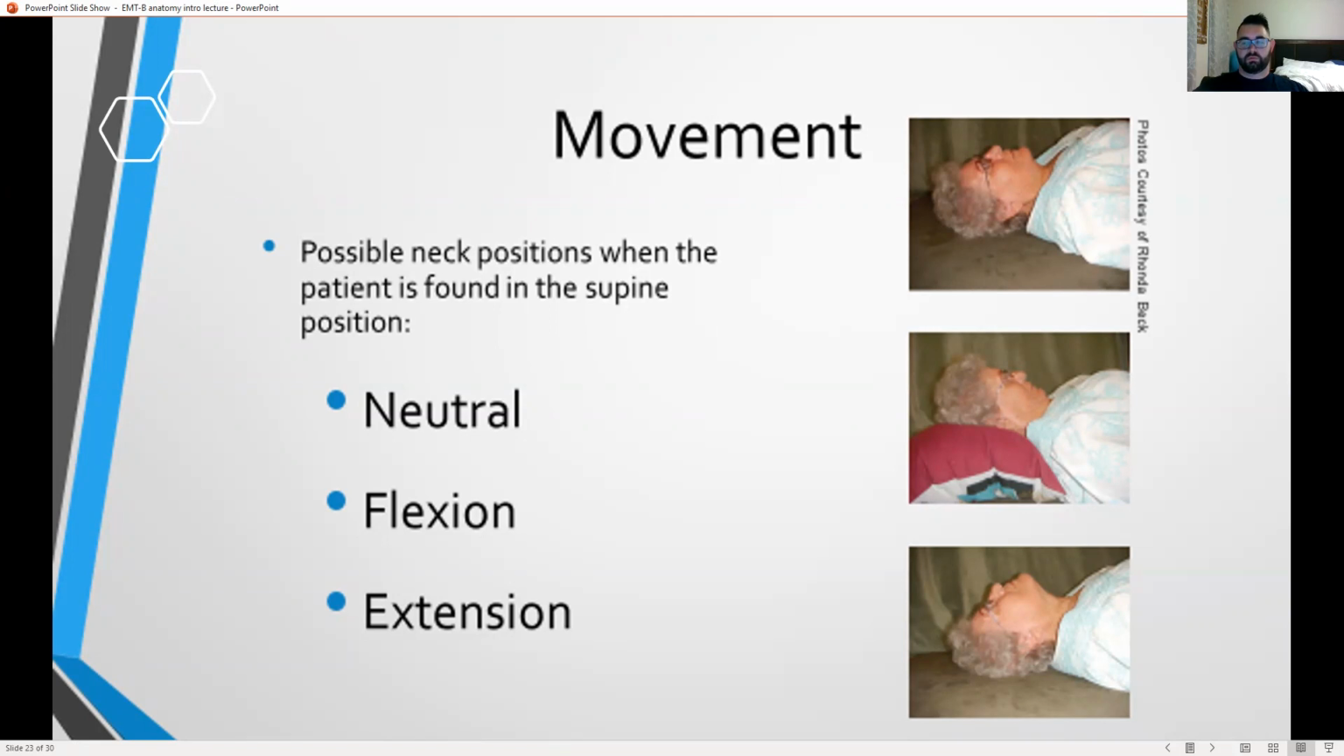So neutral, flexion, extension. I'm going to see my chiropractor. Oh.